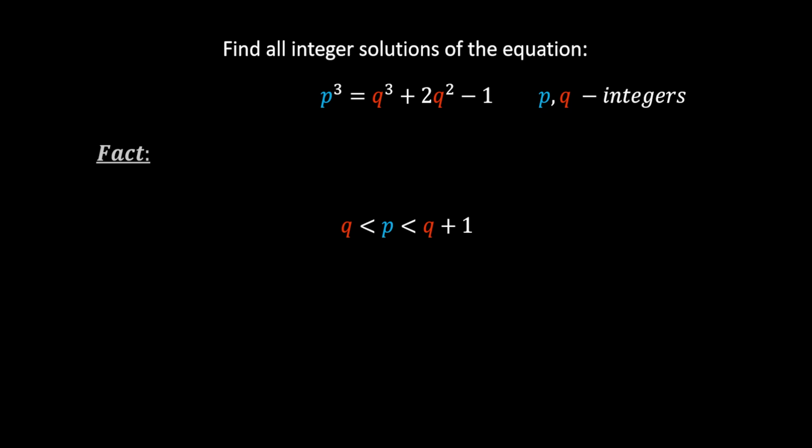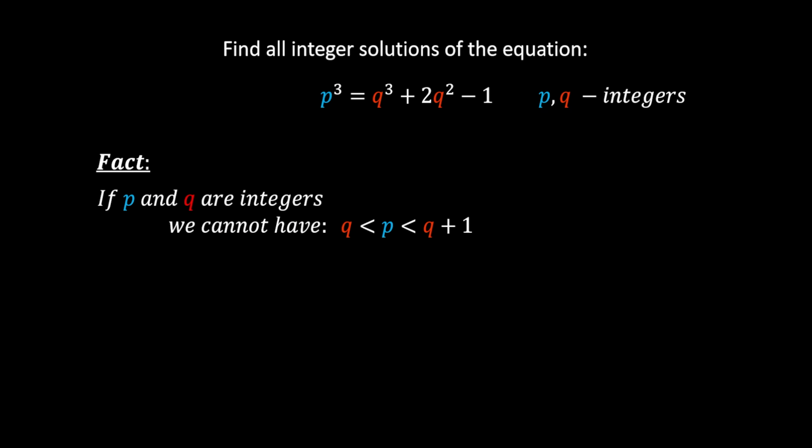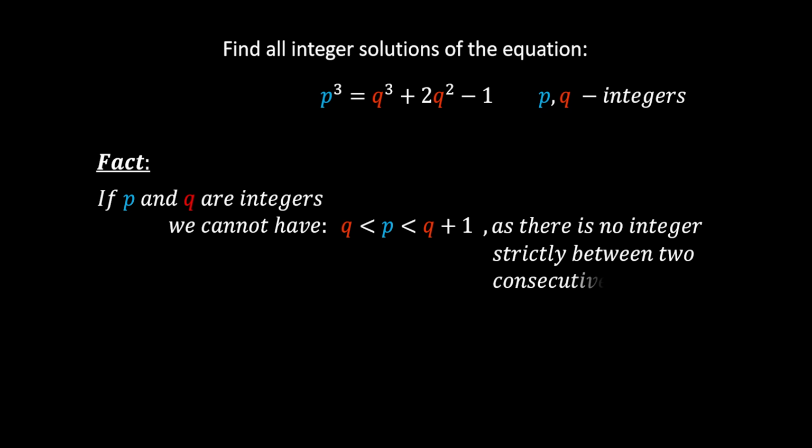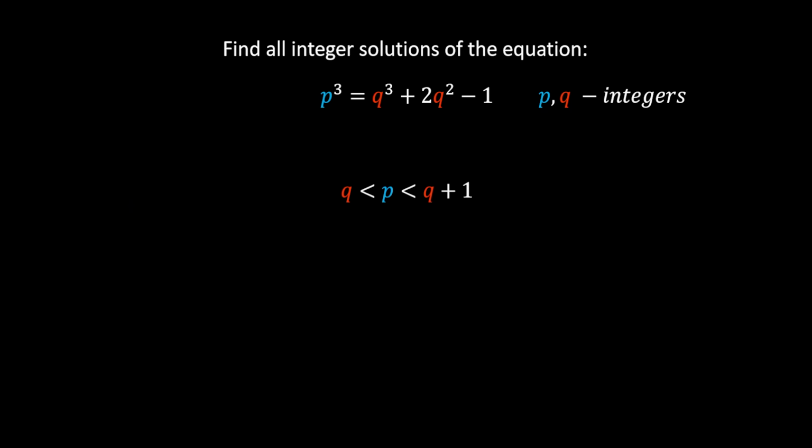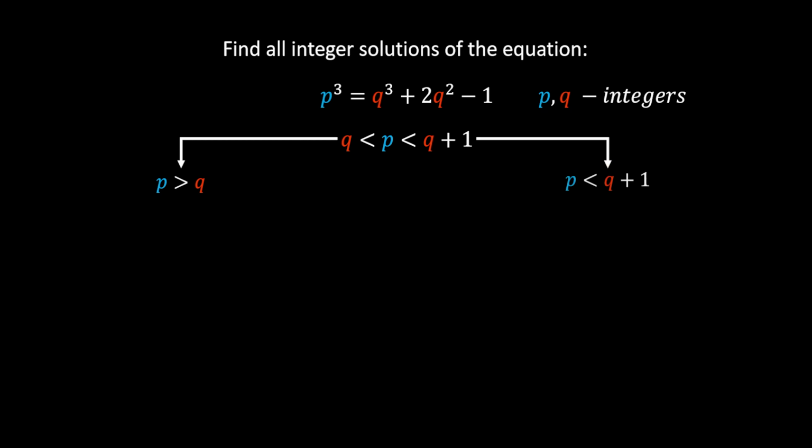Why? Because if both of them are integers, we cannot meet those conditions, since there is no integer strictly between two consecutive integers. So let's use this as our condition and try to find when p and q are actually not integers. First, we're going to split this into two separate conditions. For the first one, we have that p is greater than q, and for the second one, that p is less than q plus 1.